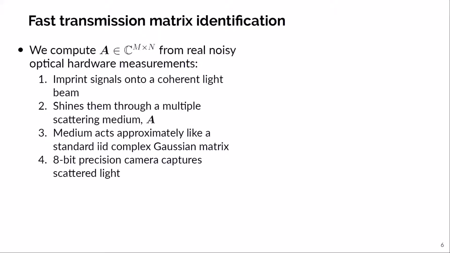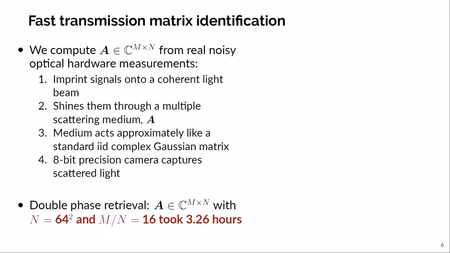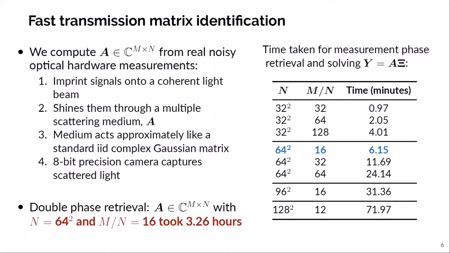There's noise in our actual camera measurements because it's only 8-bit precision, and this is a hardware system, so there's inevitably some noise elsewhere as well. As a reminder, double phase retrieval for a matrix of this size took 3.26 hours, as I mentioned before. These are the timings for matrices of various sizes using measurement phase retrieval and then solving the linear system y equals A psi. We can see in blue that it takes 6.15 minutes for a matrix of the same size, and in fact, we do matrices of much larger size in a fraction of the time. We can now go forward and look into how we actually do measurement phase retrieval in order to get such timings.